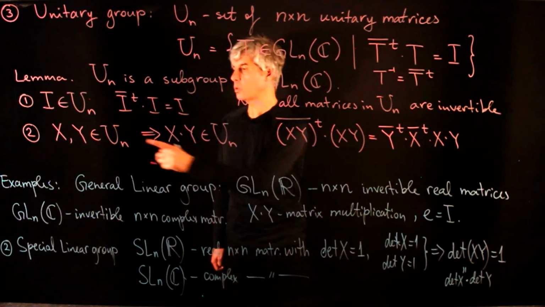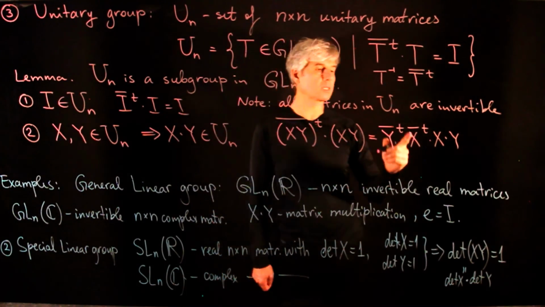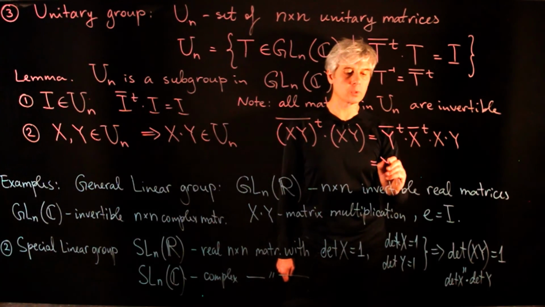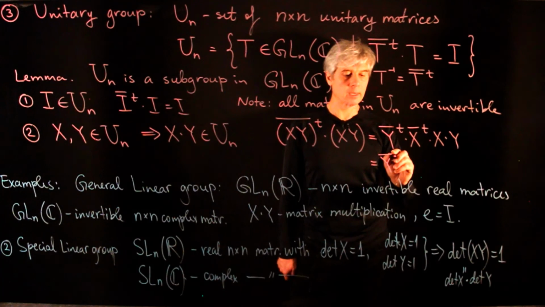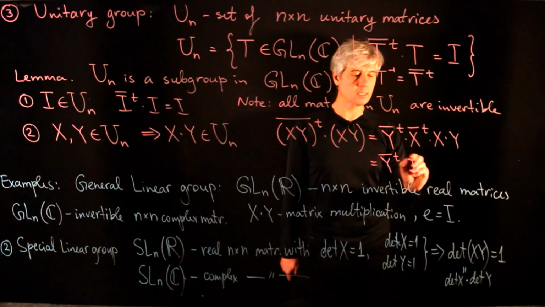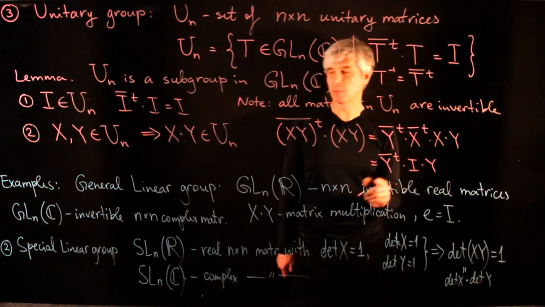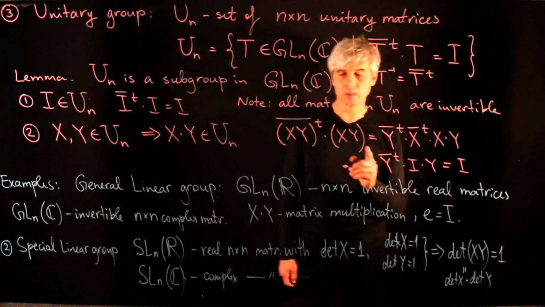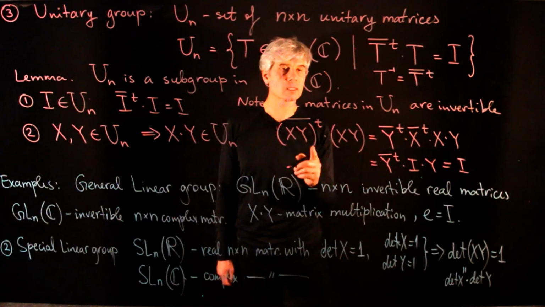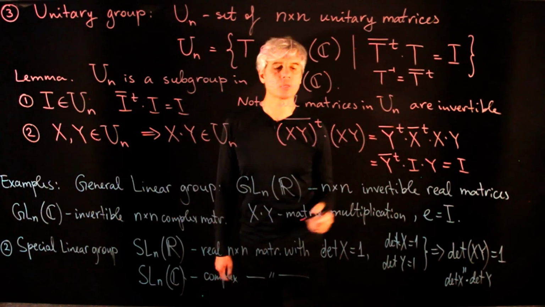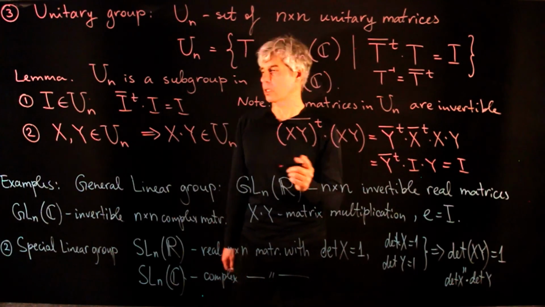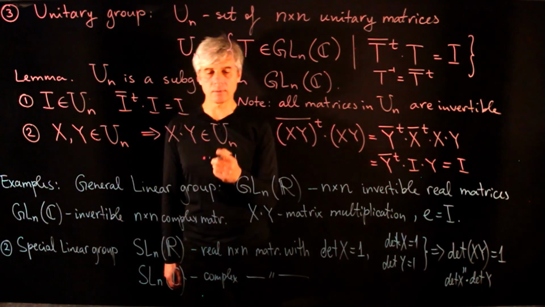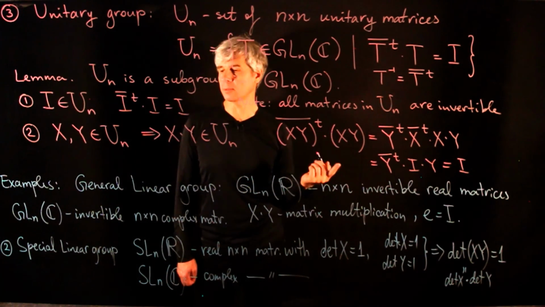But x is a unitary matrix. So this means that x bar transpose times x is identity. So this is equal to y bar transpose times identity times y. And because y is unitary, this is equal to identity. And so we see that x times y satisfies the definition of a unitary matrix. So this means that unitary matrices are closed under multiplication.